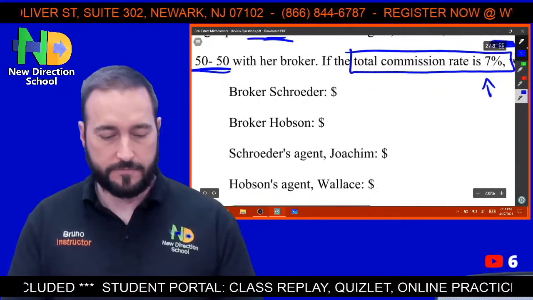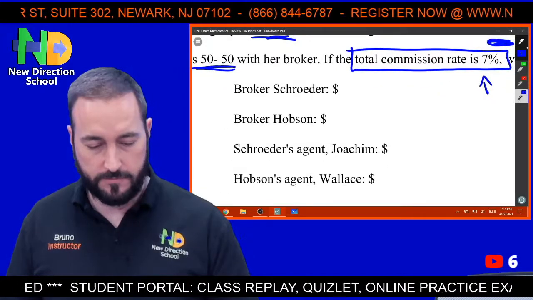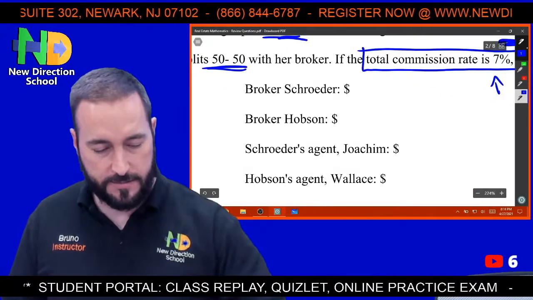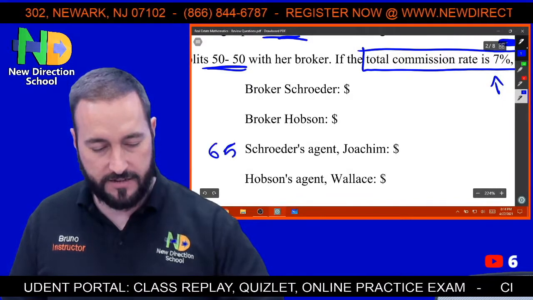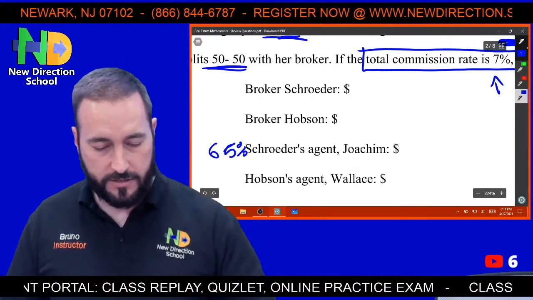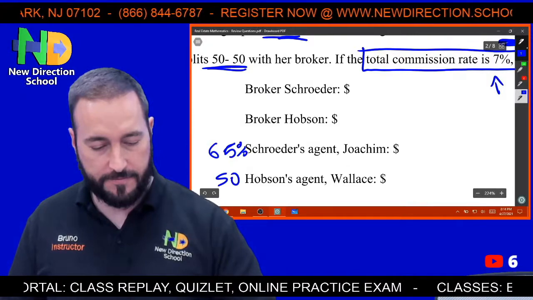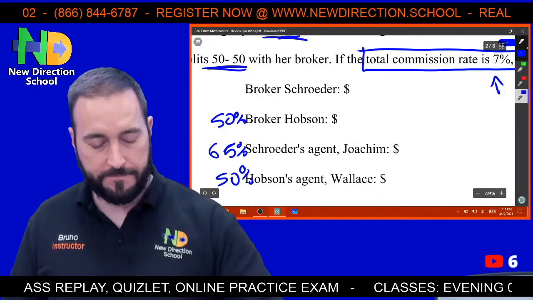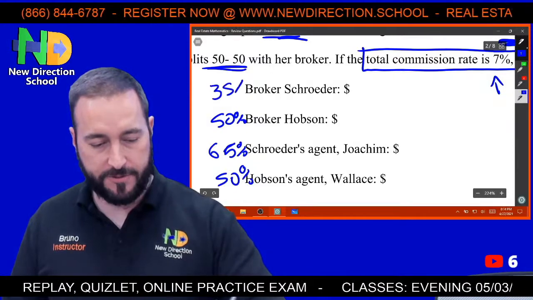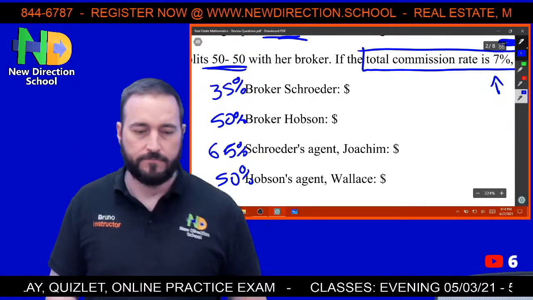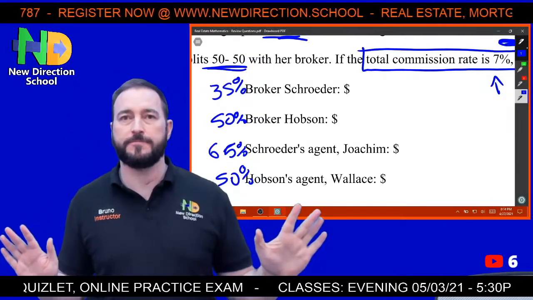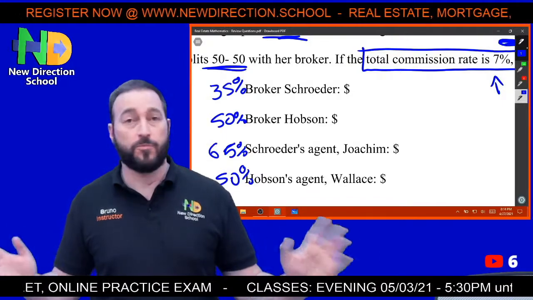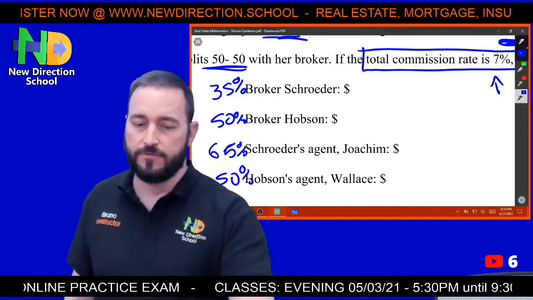So we know that Joaquin is making 65%. We know that Hobson is making 50, right? 50, and here is 35%. Correct? Is this what we know from the question? Okay, break it down, guys. Very, very important. Break it down.